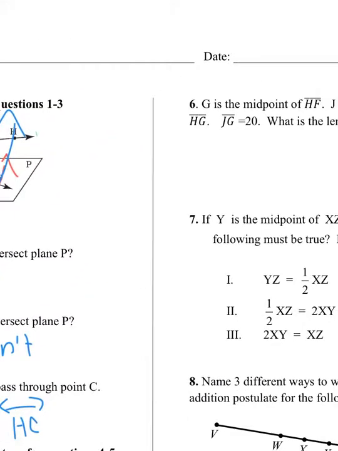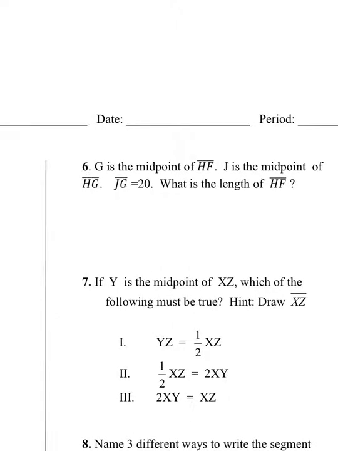All right, so we come over here, number 6. G is the midpoint of HF, J is the midpoint of HG, JG is 20. So draw the picture. Here's a big segment. G is the midpoint of HF. Oh, sorry, got that wrong. G, not J yet. And so HG and GF are the same length because it's a midpoint. And then J is the midpoint of HG.